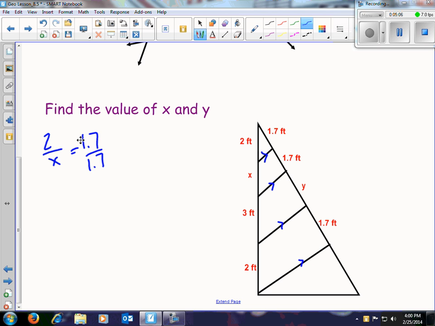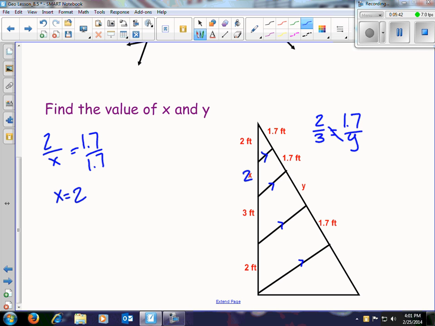Now I can do two things. I can either cross multiply, or I can realize that this ratio is equal to 1, because 1.7 divided by 1.7 is 1. So then x has to equal 2. So that 2 divided by 2 is equal to 1 as well. Now the other thing I need to do is now solve for y. And I know that this piece here is 2. So that will make my life a whole bunch easier. So now I have 2 over 3 is equal to 1.7 over y.